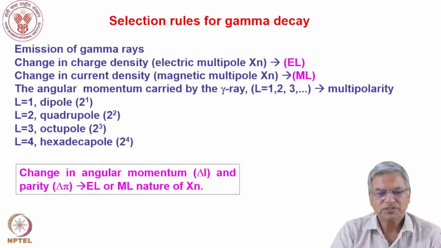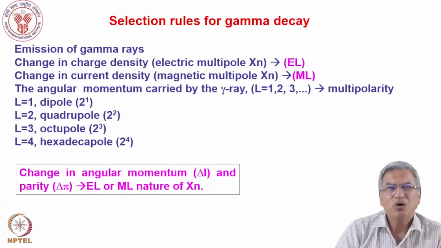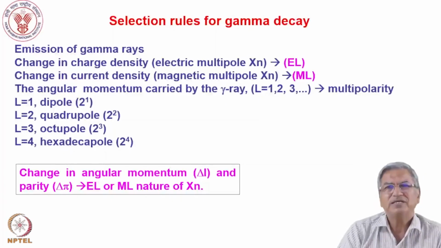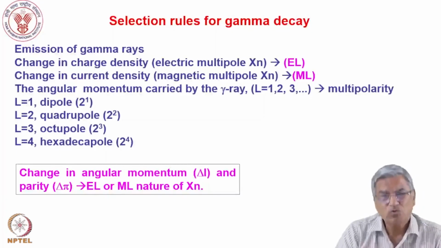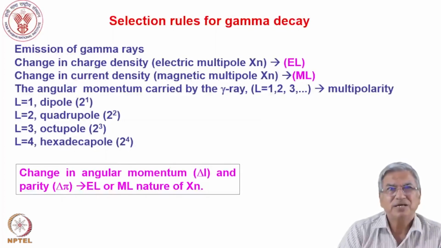Now let us first discuss the selection rules for the gamma ray. So what happens actually when a gamma ray emission takes place? Like in atoms or molecules, when there is an excitation, absorption or emission of a photon, then we say there is a change in the dipole moment of the molecule. So essentially it is the change in the charge density associated with the transitions.